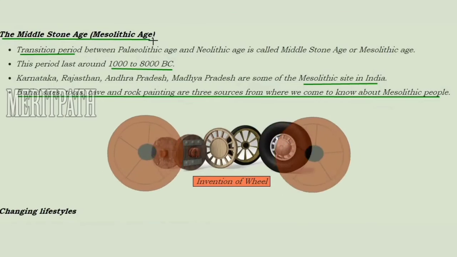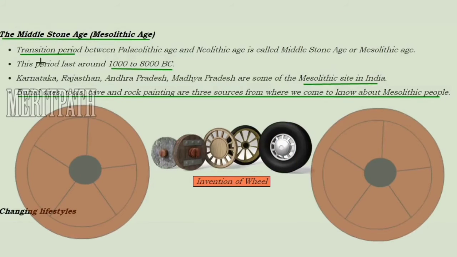Next is the Middle Stone Age or Mesolithic Age. This is the transition period between the Old and New Stone Age, and this period lasted from 10,000 to 8000 BC. In which states of India was the Mesolithic Age? It was Karnataka, Rajasthan, Andhra Pradesh, Madhya Pradesh. And how can we say how the Mesolithic Age was? Because to date we have burial sites, tools, caves and rock paintings. From these sources we came to know of the Mesolithic Age. The invention of the wheel was an important feature.